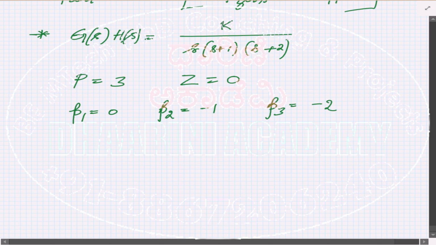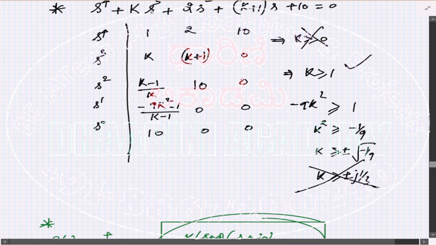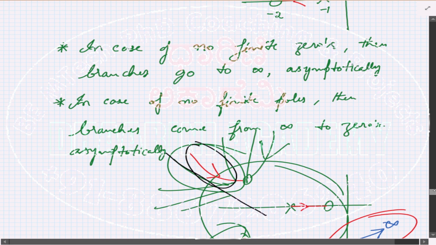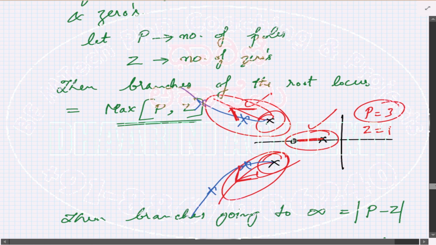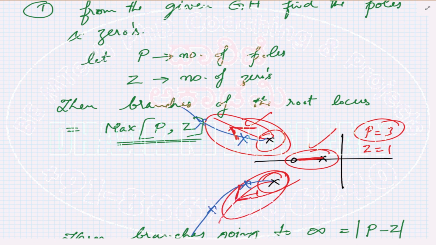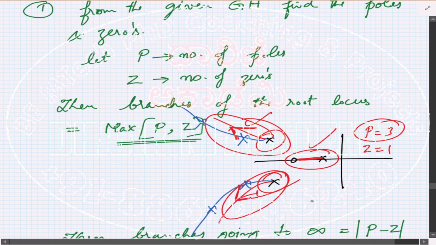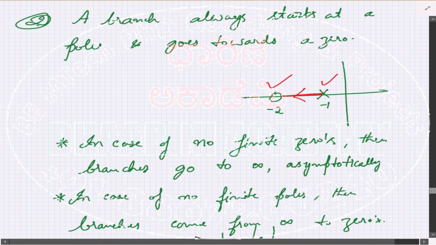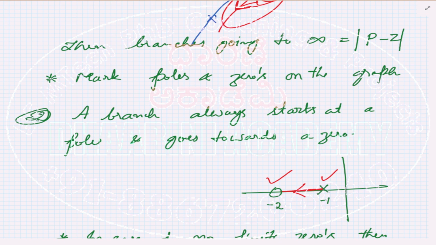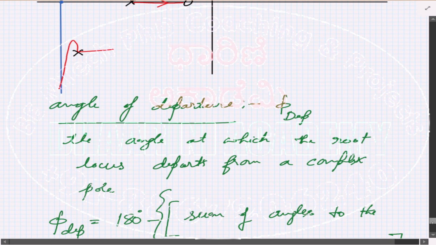According to step number 1, which we have already seen, we identify the number of poles, the number of zeros, and the number of branches of the root locus, which is the maximum of these. P is 3, Z is 0, so how many branches are we going to have? 3 branches. And out of those 3 branches, how many go to infinity? It is the magnitude of Z minus P, so once again 3. We have 3 branches and all 3 branches are going to infinity.